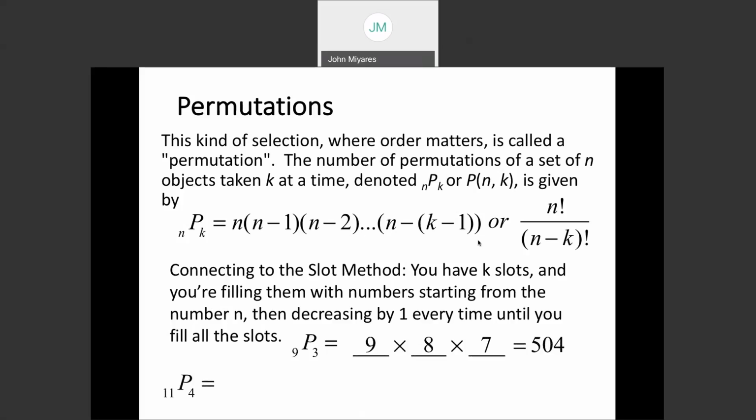For something like 11P4, what we're saying is I have 11 things to choose from, and I want to pick 4 of them out and figure out how many possible orders I can pick those 4 out in. In this case, we'll have 4 slots and multiply 11 times 10 times 9 times 8 to get 7,920. I'll look more closely at that formula version with the factorial notation on the next slide.